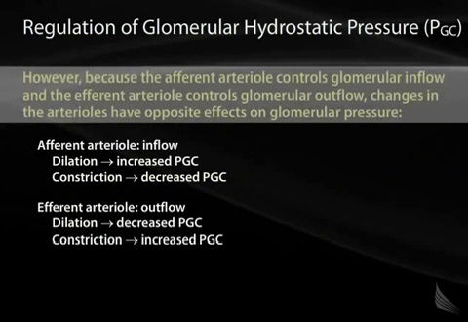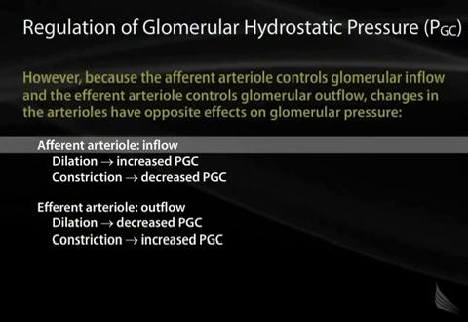However, because the afferent arteriole controls glomerular inflow and the efferent arteriole controls glomerular outflow, changes in the arterioles have opposite effects on glomerular pressure. This is an extremely important concept to understand, and we'll walk through it in multiple ways.